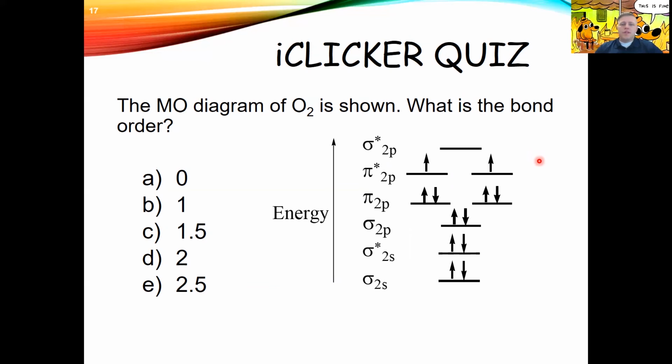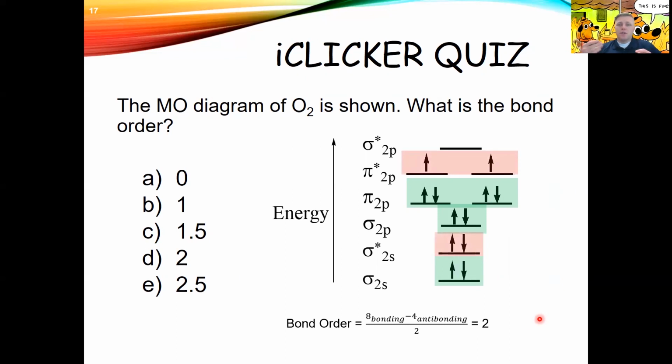All right, so to calculate the bond order, we're just going to find the bonding electrons in here, subtract the anti-bonding electrons, and divide by 2. So I see 1, 2, 3, 4, 5, 6, 7, 8 bonding electrons, and I see 4 anti-bonding electrons.